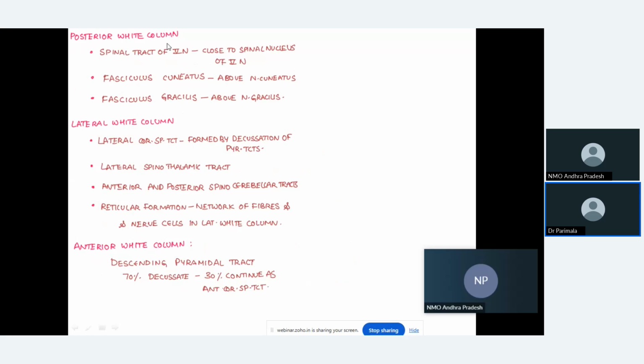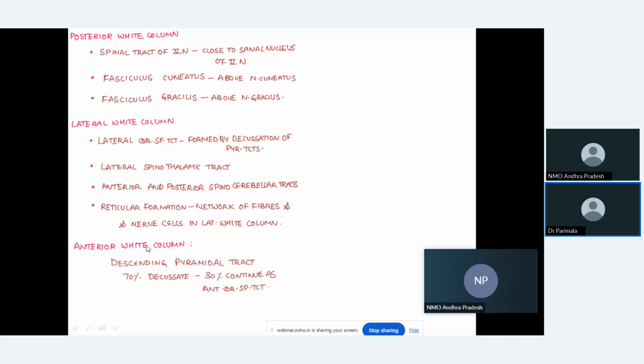So other tracts I have already mentioned, so just go through this. Fasciculus gracilis, fasciculus cuneatus, spinal tract of trigeminal nerve. Where are they seen? Posterior white column. Lateral white column: lateral corticospinal tract after decussation, then spinothalamic lateral, anterior and posterior spinocerebellar tracts, and reticular formation. Where are they seen? Lateral white column.